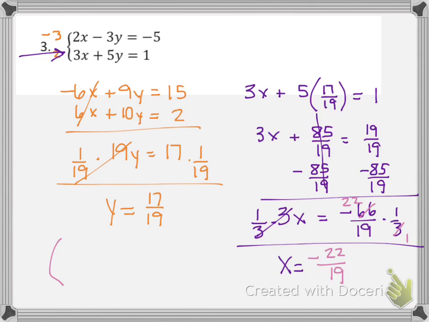And the ordered pair is negative 22/19, and the y value is 17/19. And that is the solution to the system.